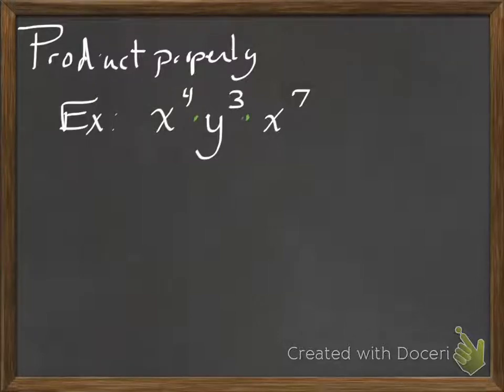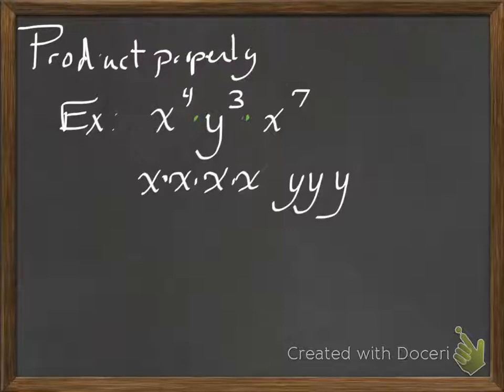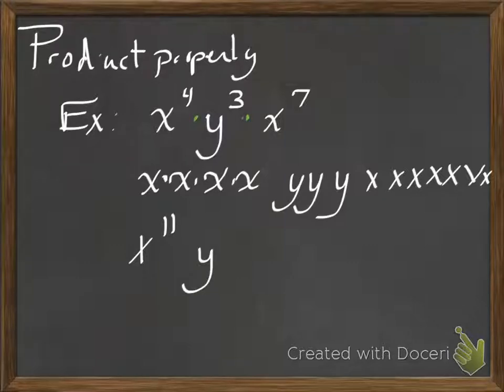So what that means is I have x times x times x times x, and y times y times y, and x times x times x times x times x times x times x. So how many x's am I multiplying together? 11. Does anybody remember the shortcut for figuring that out without having to go through that process?